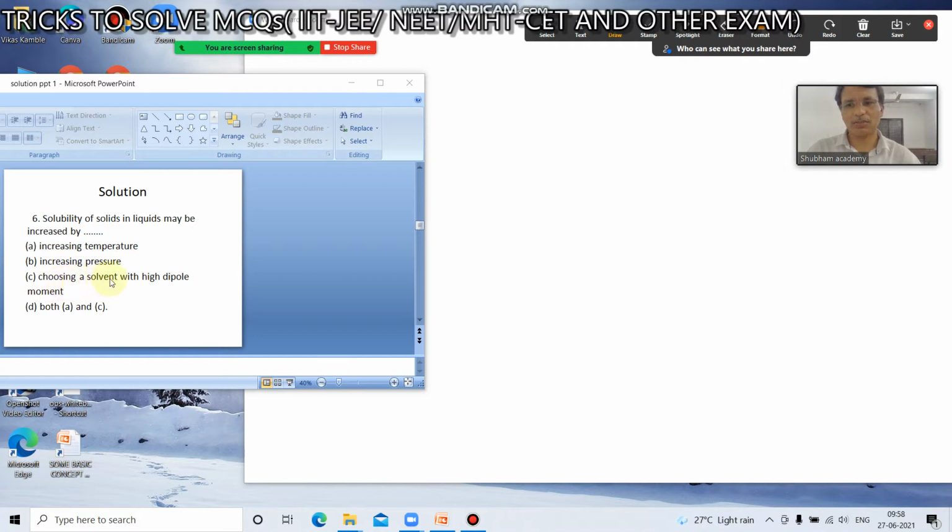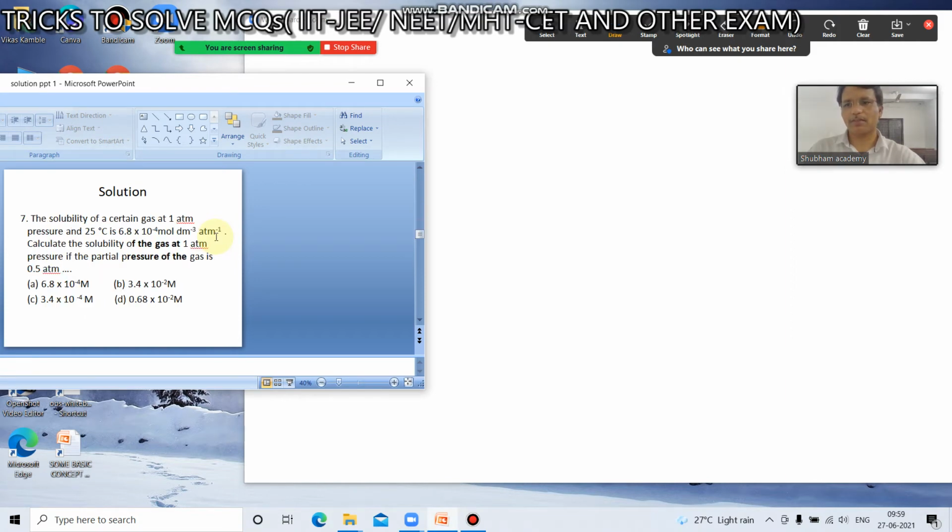Now option C, the solvent with high dipole moments. As you know, water has a high dielectric constant, and that's why the maximum solid solute is dissolved in water. So option C is also correct. So A and C are correct. That means our D option is the correct option.